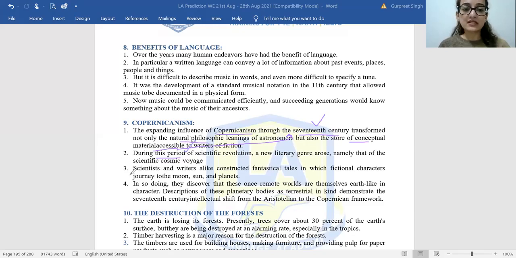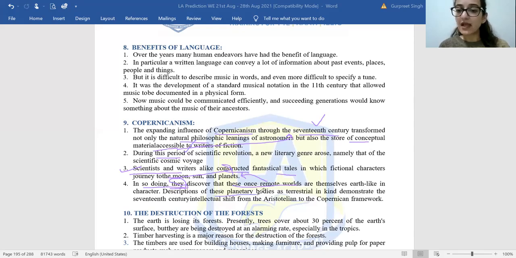Looking at the next pair, scientists and writers alike constructed fantastical tales in which fictional characters journey to the moon, sun, and planets. In so doing, they discover. So what is important is here, they have done something, they have constructed some kind of tales. Who are they? Scientists and writers. In so doing means the work, which means in the construction of the tales. They means scientists and writers. They discovered that these once remote worlds are themselves Earth-like in character. These worlds, what are these worlds? Maybe fictional characters or moon, sun, and planets. They are themselves Earth-like in character.